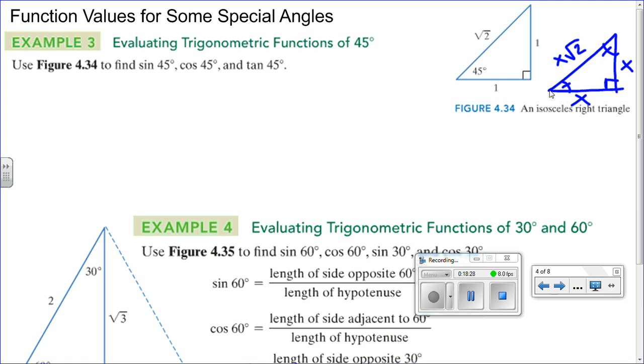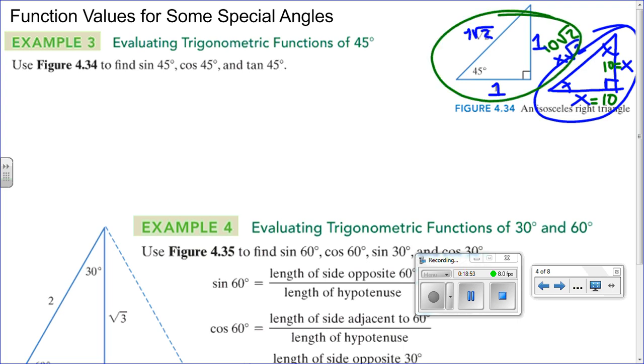So that means that if this is 10 and this is 10, then this will be 10 times the square root of 2. Now here, they have given us a triangle with 1 and 1, and so therefore this will be 1 times the square root of 2 by following the pattern of this triangle. So let's use this triangle here to get the 6 trigonometric functions.